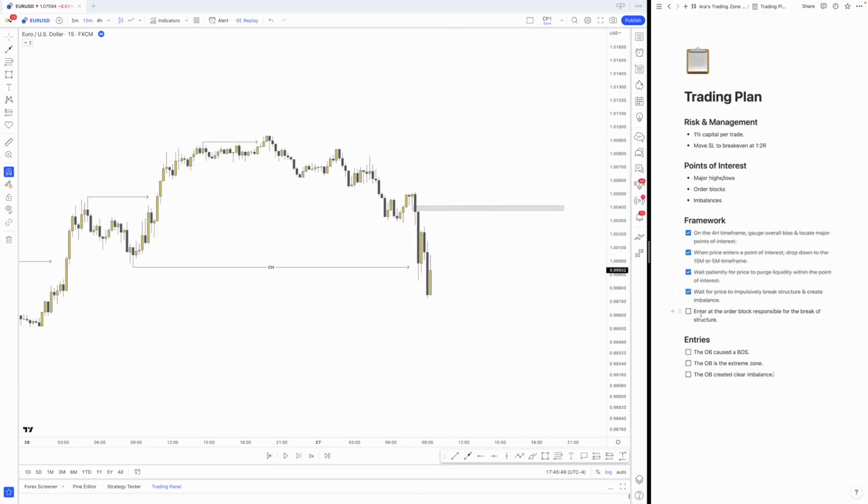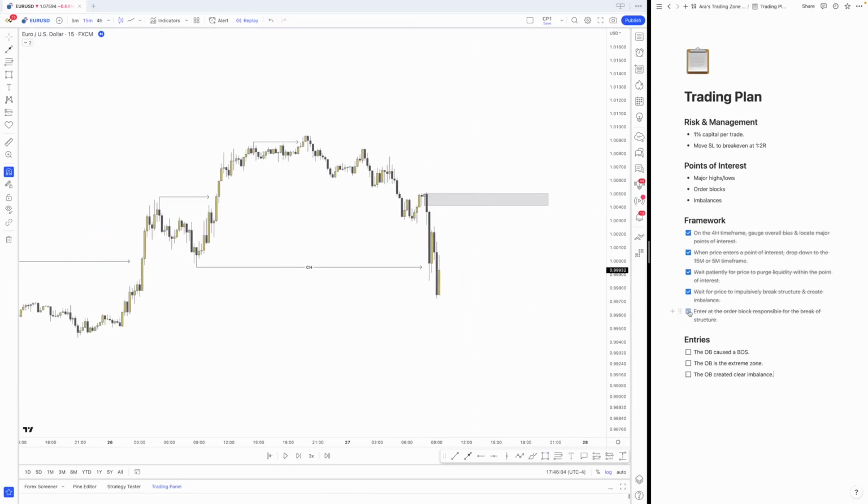Now the next thing we have to do is enter at the order block responsible for the break of structure. So that would be this candle right here as our refined order block. Right, so we can check that off the list.